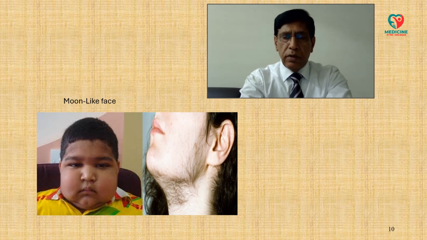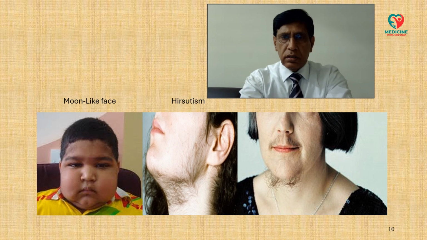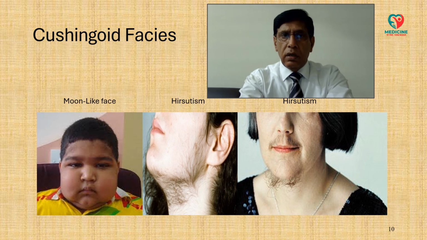This is the classical moon-like face, moon facies. There is hirsutism, or excessive growth of hair, particularly in women, and the appearance of a mustache, which is a sign of hyperandrogenism. These may be features of classical Cushing syndrome, or this is called a Cushingoid face or moon-like face.